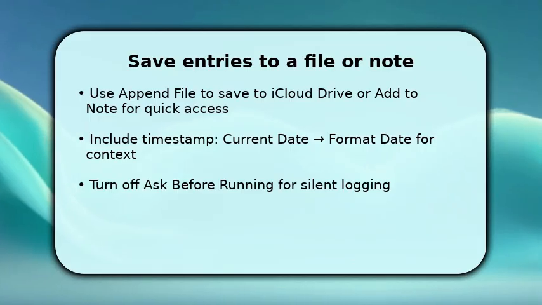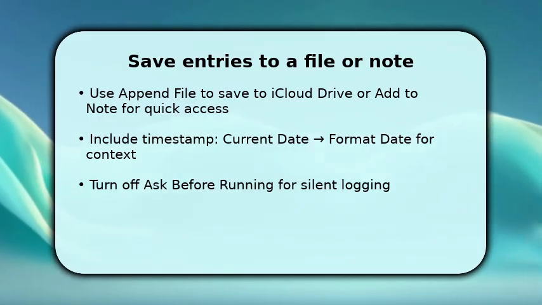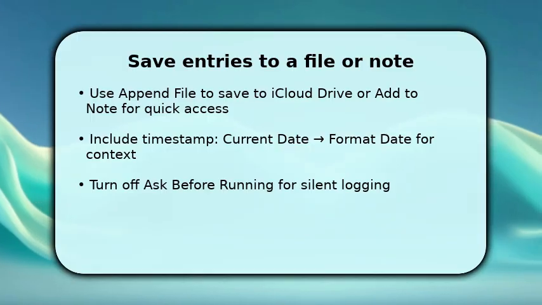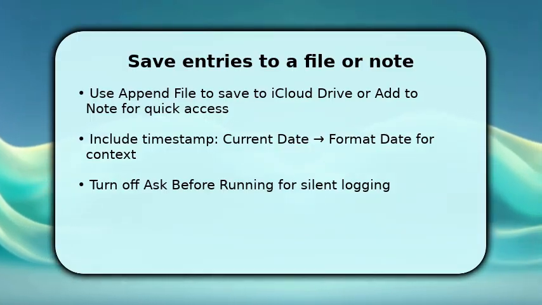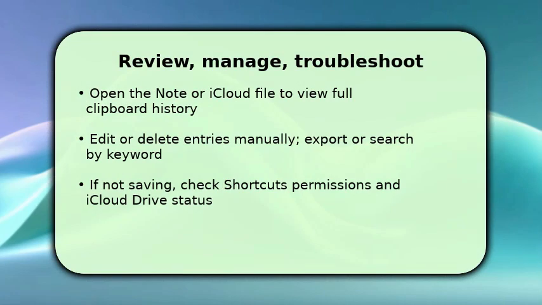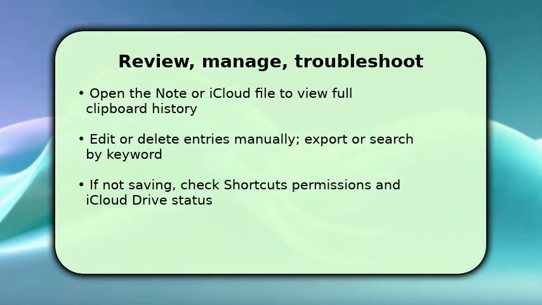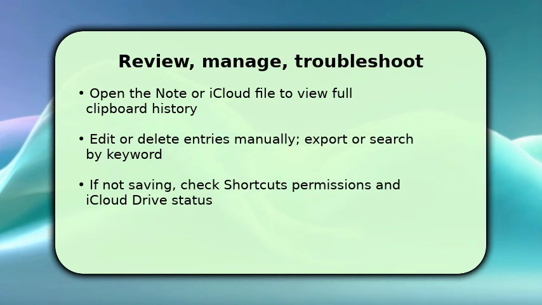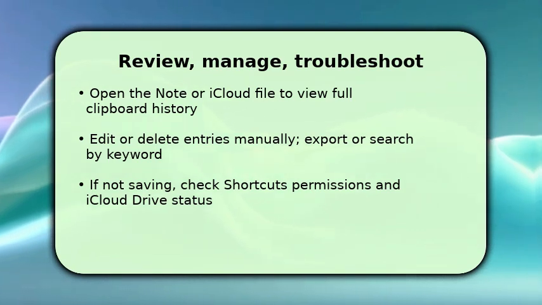Make sure to toggle Ask before running off so the automation runs without prompts. This ensures every copy gets logged automatically as you work. To finish, open the Note or iCloud file to review your clipboard history. Entries appear with timestamps so you can search or copy past items back.